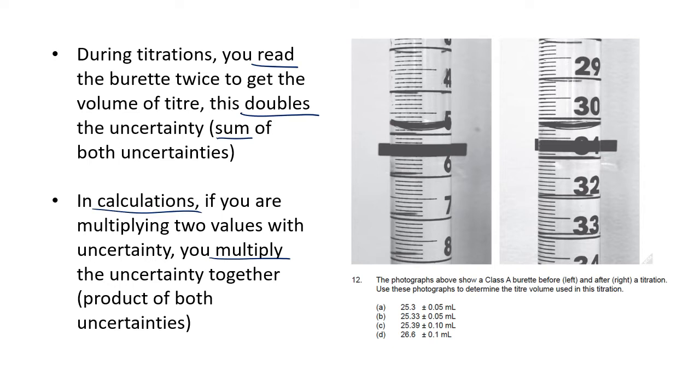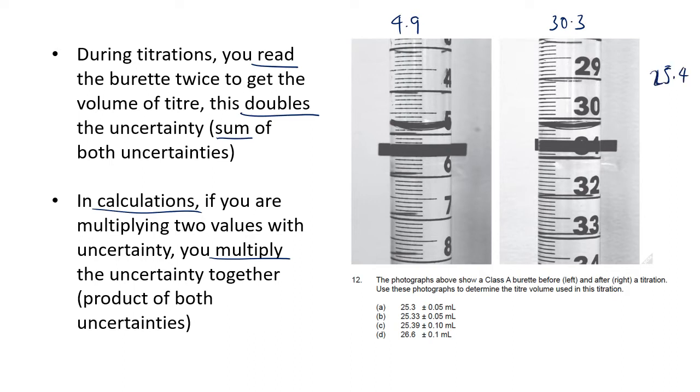All right, so this is a question from 2 years ago, the 2018 WACE exam. This was asking you. You've got a before and you've got an after. Okay, so let's read these two burettes. This one is 4.9 or so. This one is 30.3. Okay, the difference between those is about 25.4.